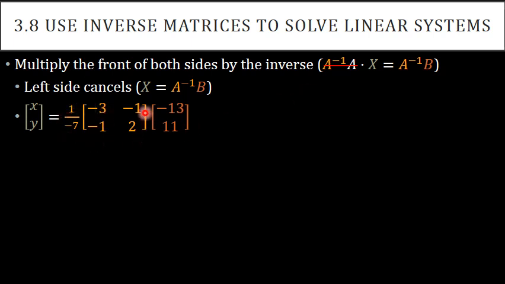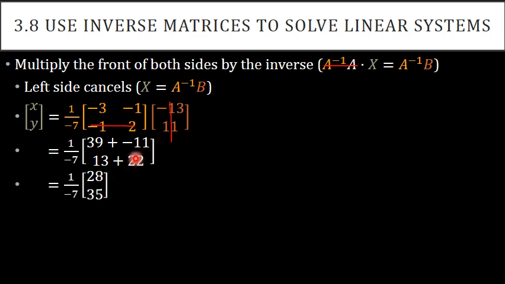So here I have my inverse and the constants, which was matrix B. Multiply these together. So if I do first row and our only column, I get negative 3 times negative 13 plus negative 1 times 11. Then I can do second row, only column. You get negative 1 times negative 13 plus 2 times 11. Simplify each of those, and they become 28 and 35.